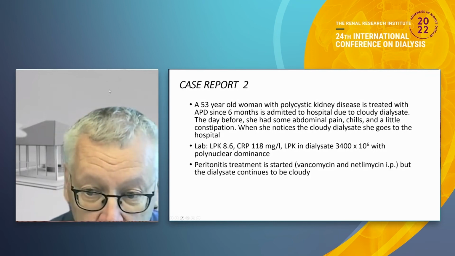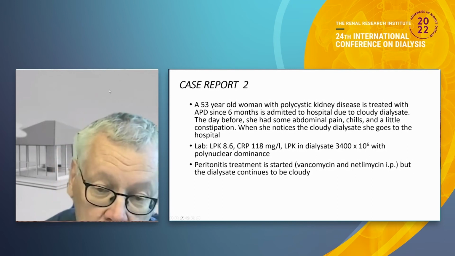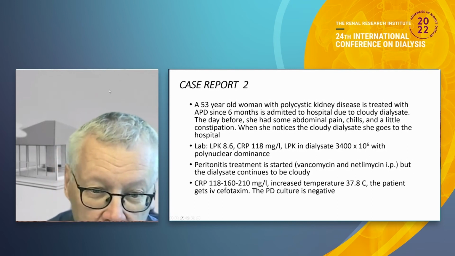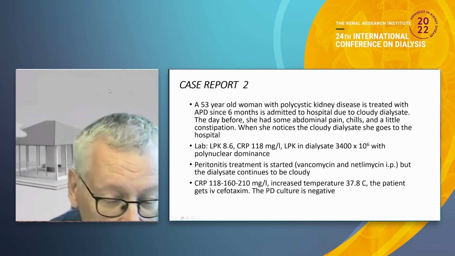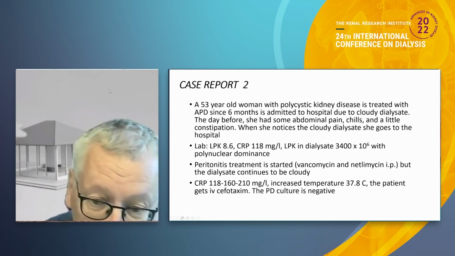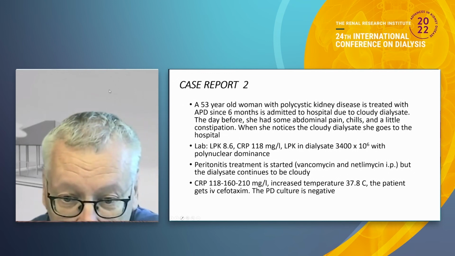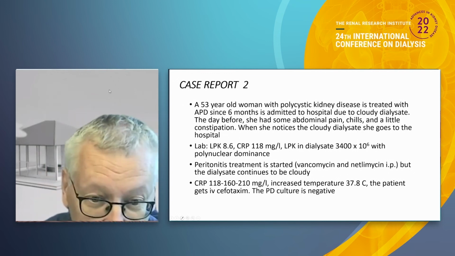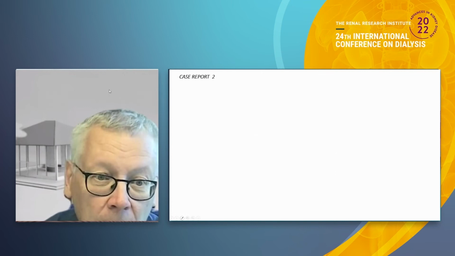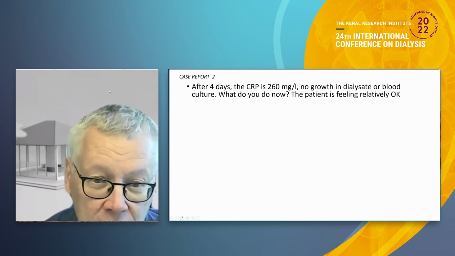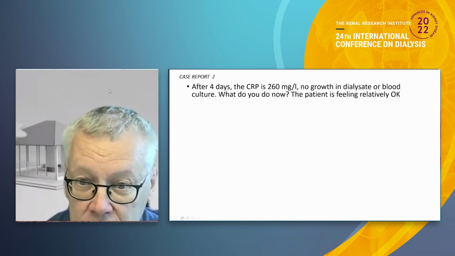Peritonitis treatment is started, but the dialysate continues to be cloudy. The C-reactive protein is increasing. She has a slightly elevated body temperature. We give her intravenous antibiotics as well. The PD culture is negative. After 4 days, the C-reactive protein is 260.